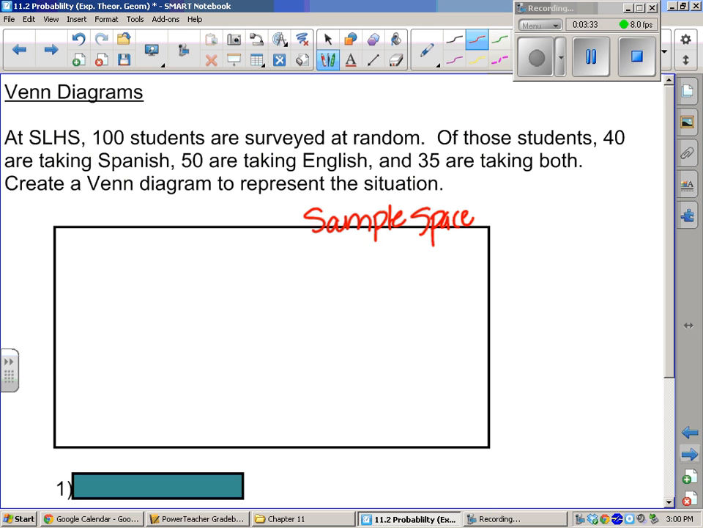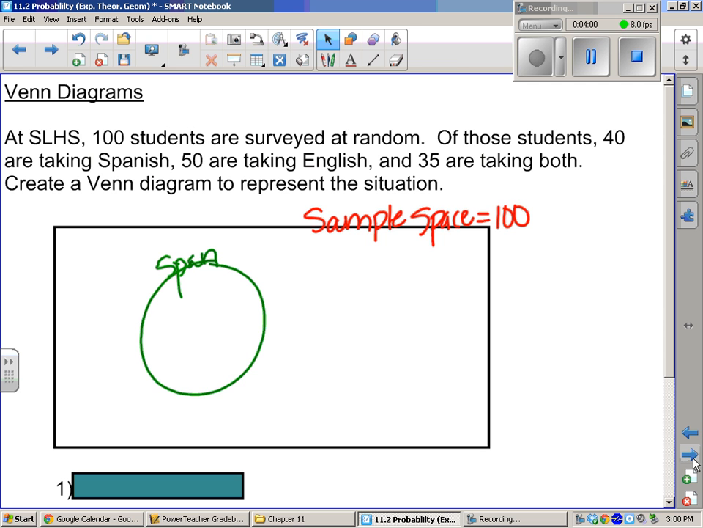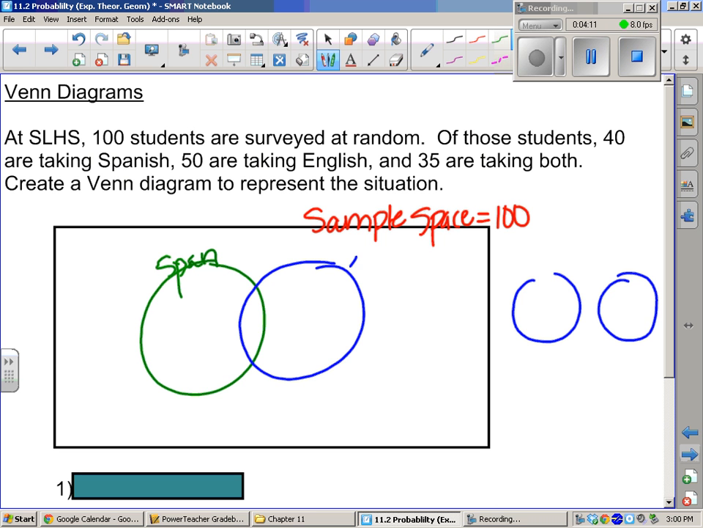Very cool. Okay. A Venn diagram is a way to organize the information, just to make it really helpful. So use it and you will be happy. All right, Spring Lake High School, 100 students are surveyed at random. So our sample space is 100 kids. Of those, 40 are taking Spanish. Okay, so we'll make a circle for Spanish. 50 are taking English, and 35 are taking both. Now, because they're taking both, we have to overlap them. So we're going to make the two circles overlap.